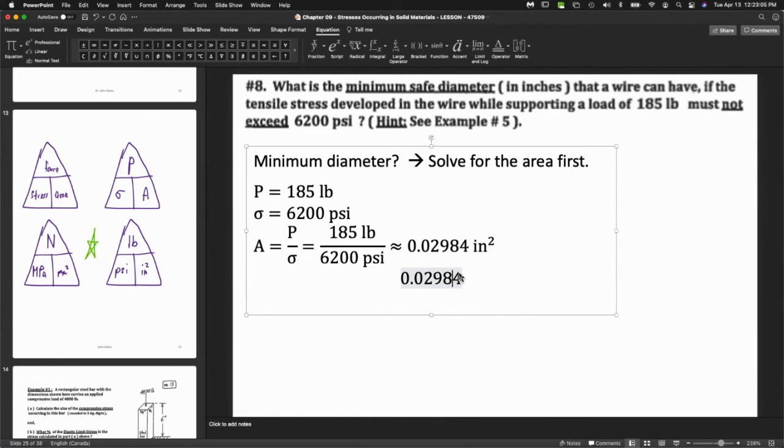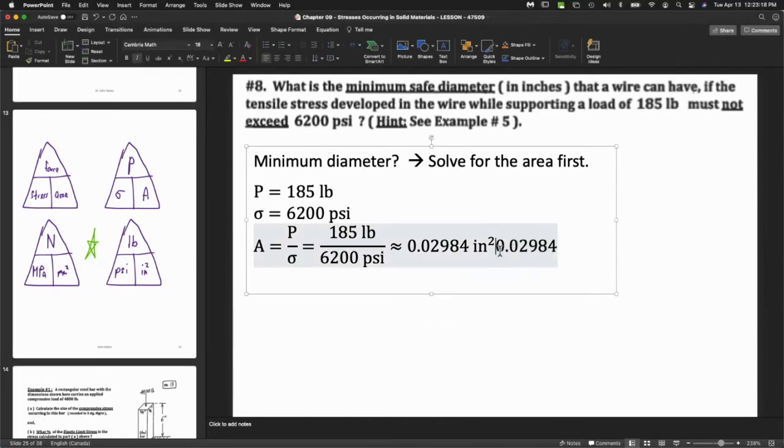2,984. Sorry about that. Just had to clear my throat for a second.